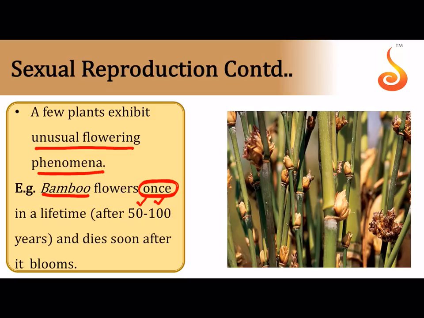Once the flowers bloom, the plant's job is done, it dies. So this is an unusual flowering phenomenon. So it flowers only once in its lifetime. So we can call such plants which flower only once in their lifetime as monocarpic, because once they flower, they die after that.